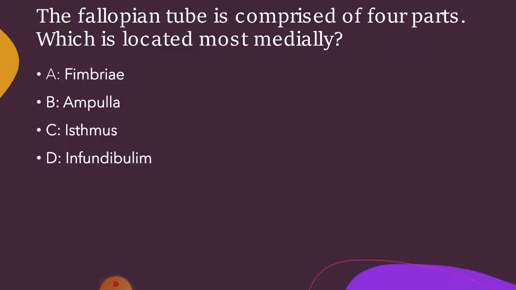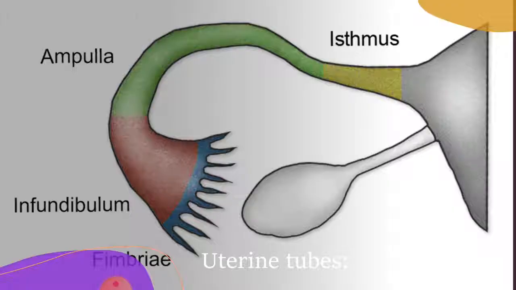So the right answer is option C, the isthmus. As you can see here, this is lying medial because this is more nearer to the uterus.